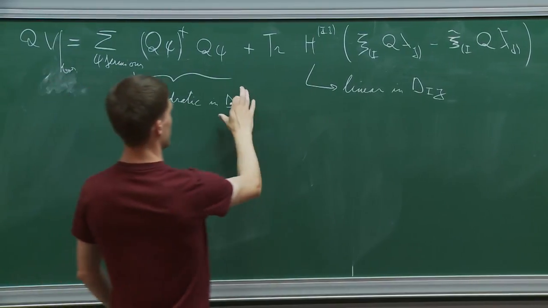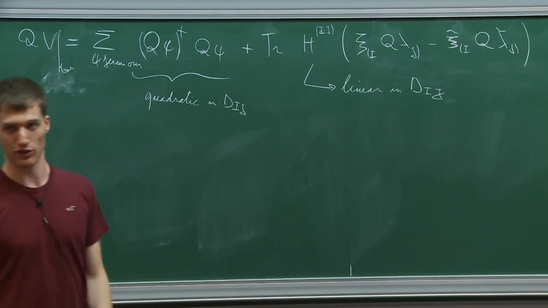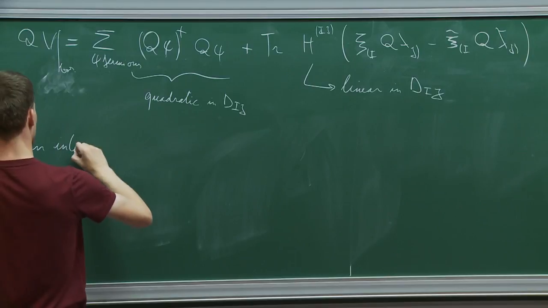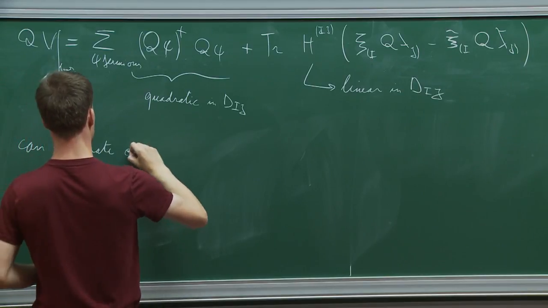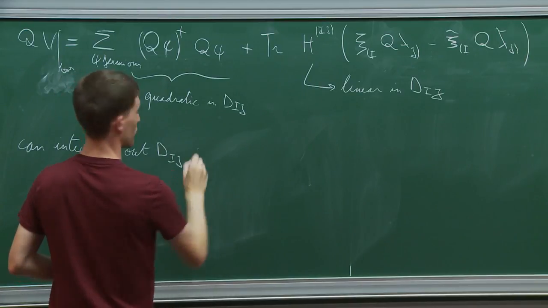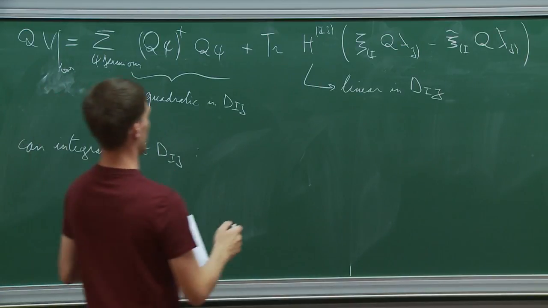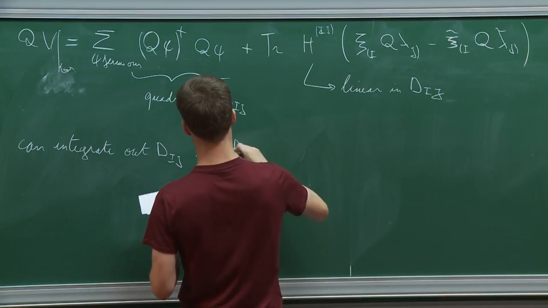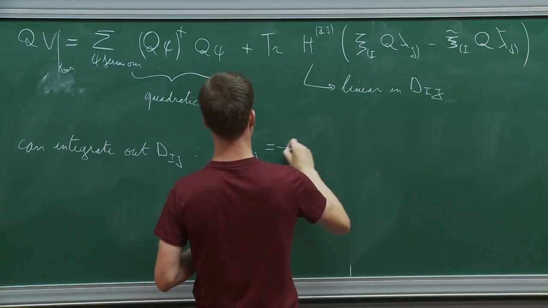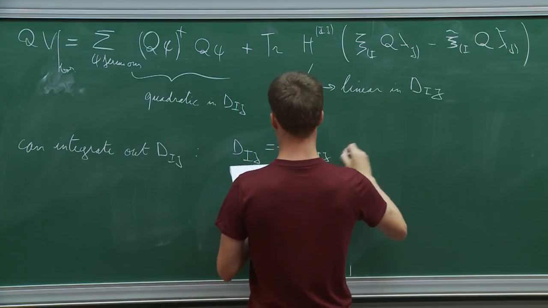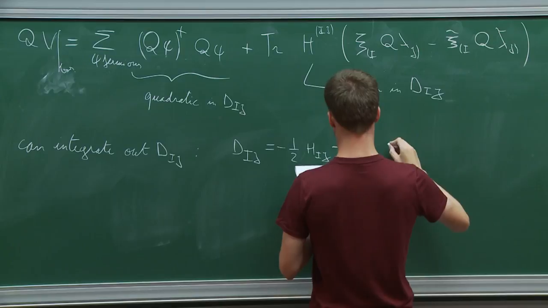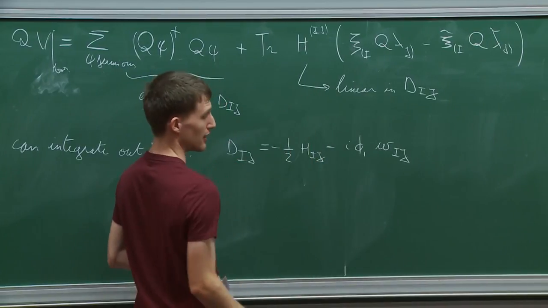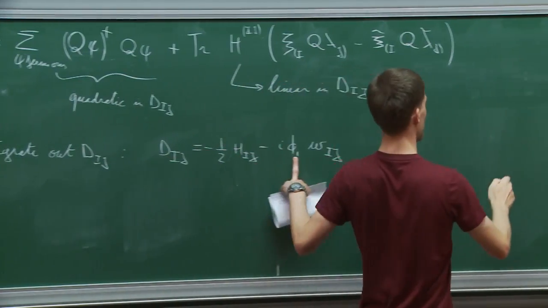Now, in all this, the auxiliary field, of course, doesn't enter with a derivative. It's just a pure Gaussian integral, and we can perform that integral exactly, which essentially means we solve for the equation of motion of dij in this thing, and we substitute it back. So the equation of motion is this. Dij is equal to minus a half times this object minus i times phi 1 w.